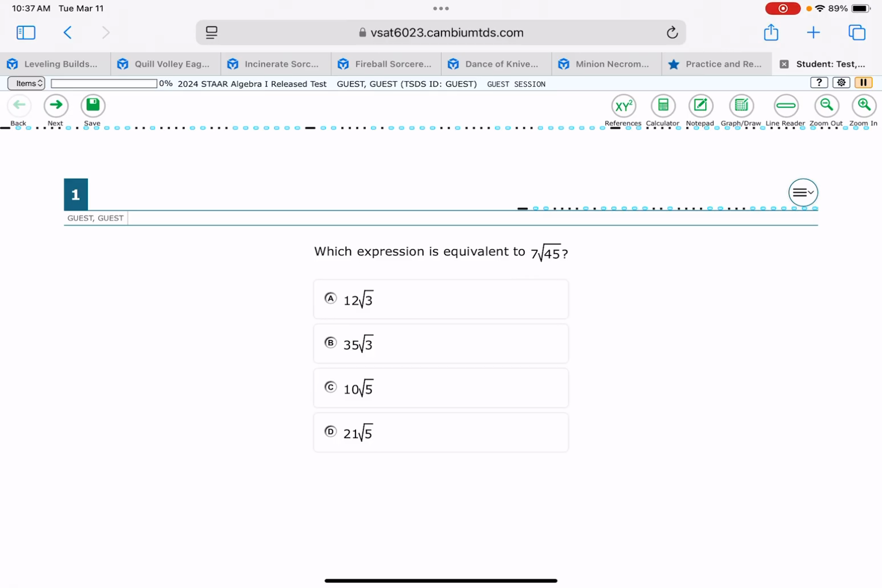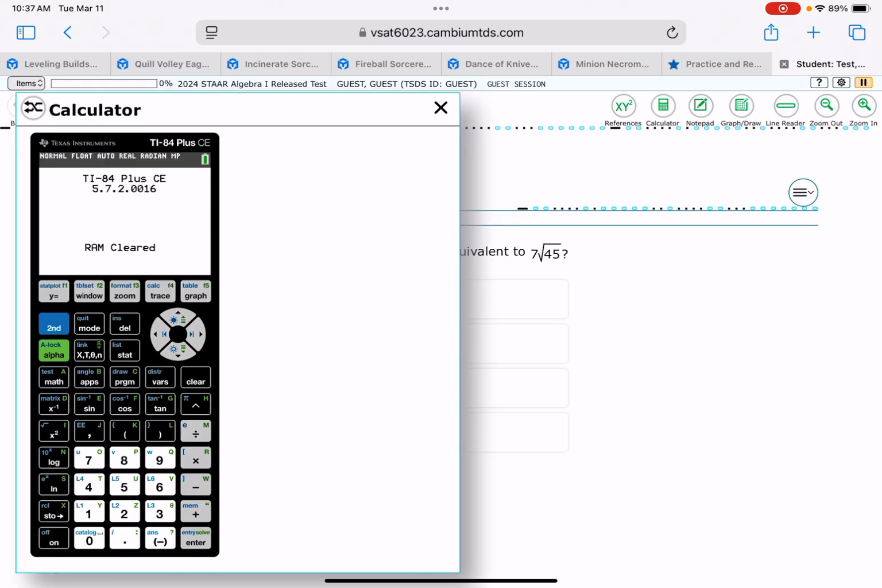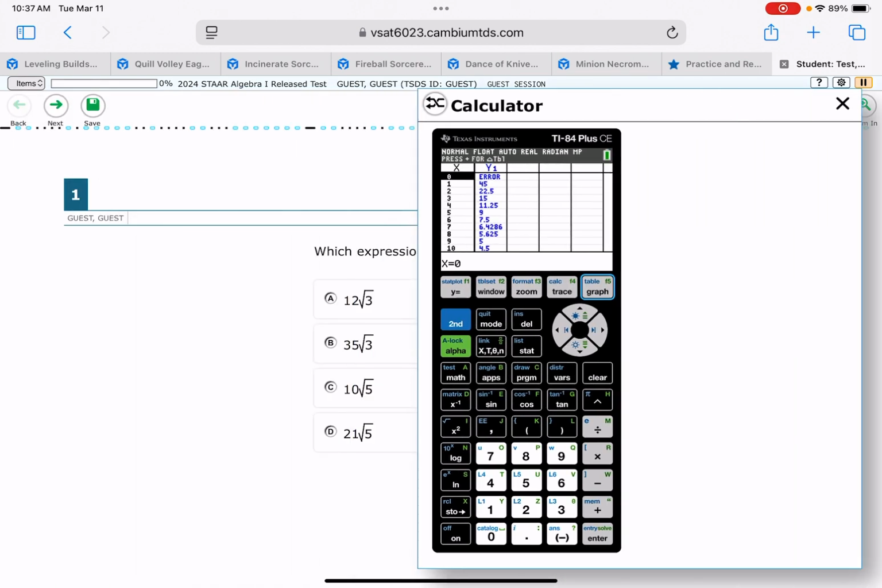I'm just going to go to my calculator, go to y equals. I'm going to hit my TI-84. I'm going to go to y equals, and I'm going to put the number underneath the radical, which is 45, and then I'm going to divide that by x. That's going to give me all the factors. Now I'm going to look at my answer choices, and I'm looking at the number that's in the radical. So the first number that we see in the radical is 3, and I'm going to go to 3. The x value is 3.